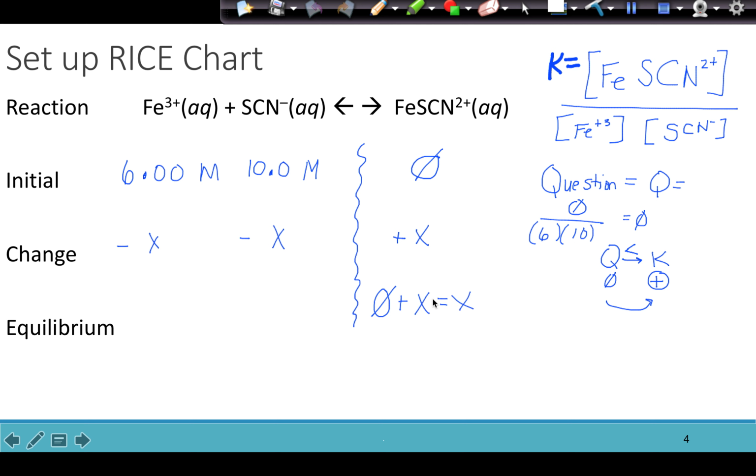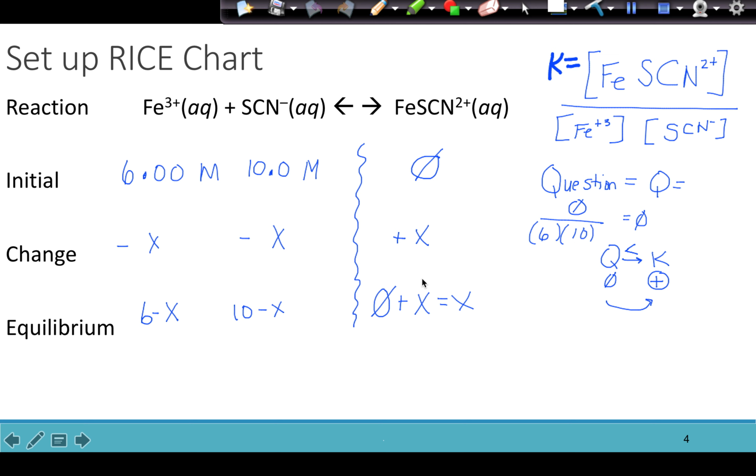I then read down and I combine my initial and my change to get my equilibrium amount. So at equilibrium, the concentration of this complex ion is X. At equilibrium, the concentration of thiocyanate is 10 minus X. I'm just getting rid of my significant figures here, just for now, for easier writing. And down here, when I read it down, the equilibrium concentration of iron 3 is 6 minus X.